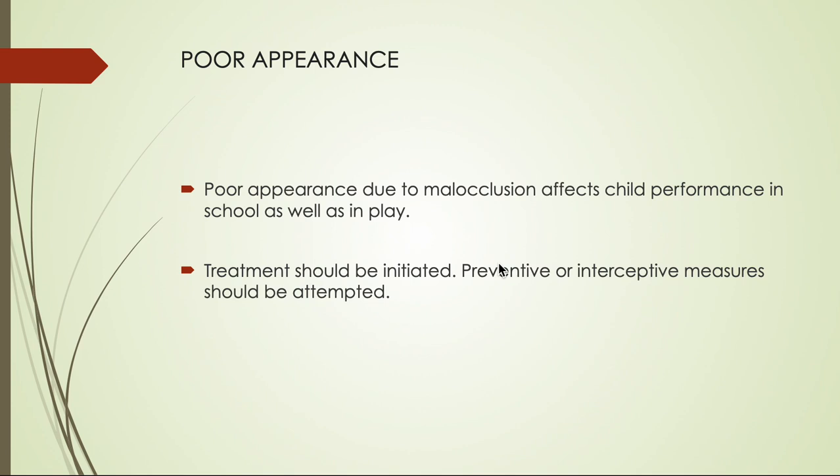Next reason is poor appearance. Means why do patients come for orthodontic treatment? For poor appearance or for aesthetic enhancement. The poor appearance due to malocclusion affects the child's performance in school as well as in play. So, treatment should be initiated. Preventive or interceptive measures should be attempted to correct the poor appearance or to enhance the aesthetical appearance of the patient.